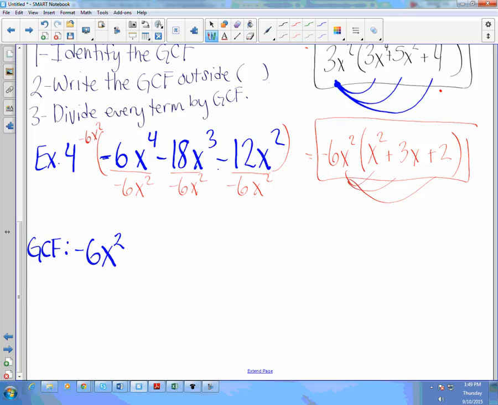So just pay attention to the fractions. If it says what's the GCF, that's all you have to do, just like number 1. If it says factored form, it's 3 steps: find the GCF, write the parentheses with the GCF outside, and then divide it out. I think that's all I have.